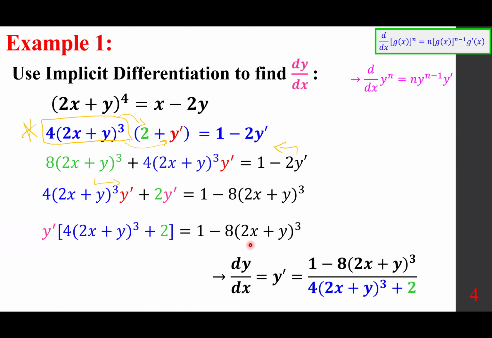One thing I want to make a point of: dy dx or y prime is 1 minus 8 times (2x plus y) quantity cubed over 4 times (2x plus y) cubed plus 2. If there's a common factor of 2 at the bottom, if there's a common factor of 2 at the top, you have to drop it as well.